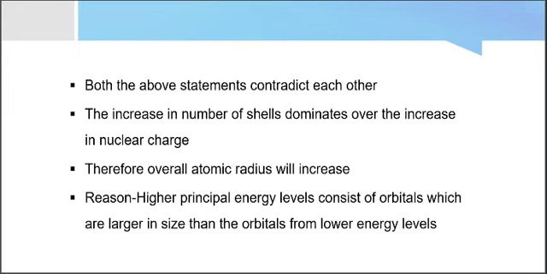The reason is higher principal energy levels. As you move to the next period, the number of shells increases, which is larger in size. As we move from one period to another, the energy levels increase, which are actually larger in size than the orbitals from the lower energy levels. That is the reason that although the nuclear charge is increasing, in spite of that, the atomic size will increase.